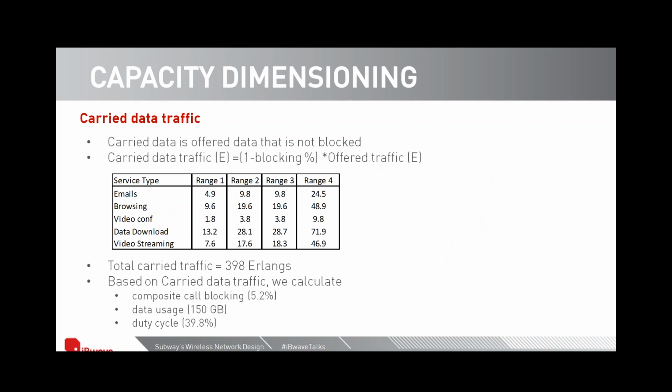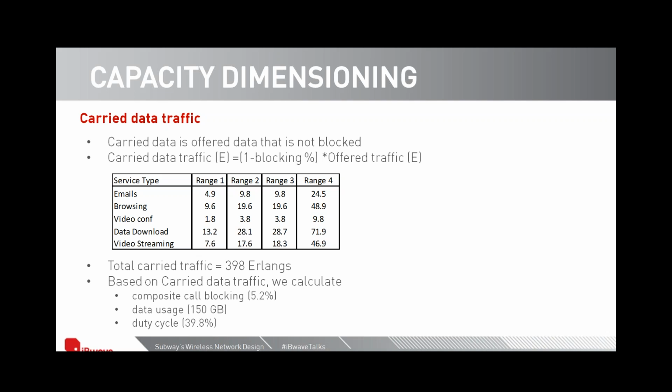The last step is to calculate carried data traffic. What is carried data traffic? It is offered data that was not blocked. The offered data, the attempted calls that were able to go through. The carried data traffic is offered traffic multiplied by 1 minus blocking percentage, because blocking percentage is different for each service type. We have to make another table and calculate carried traffic for each service type per each range.